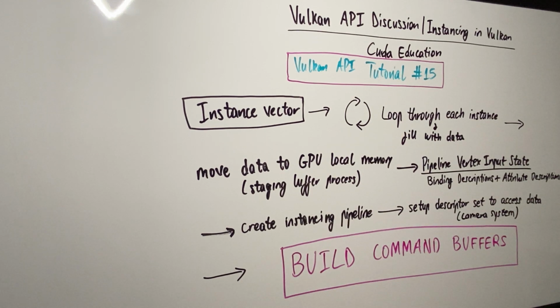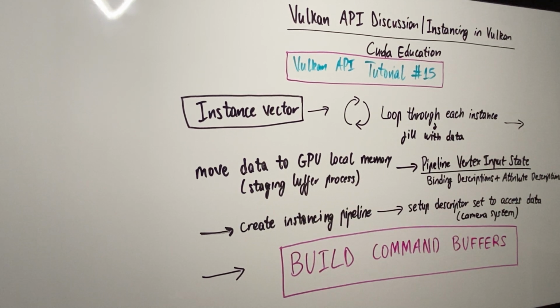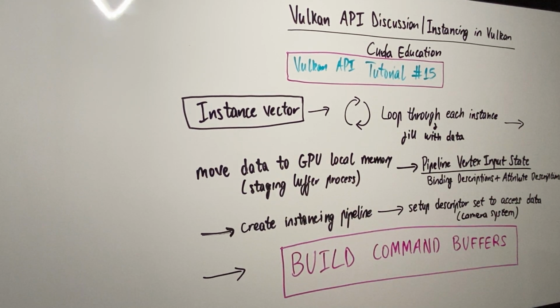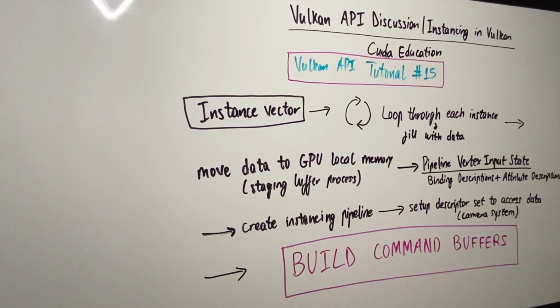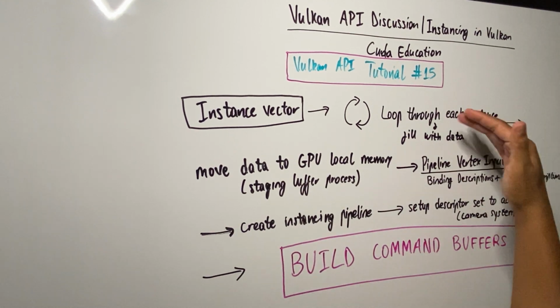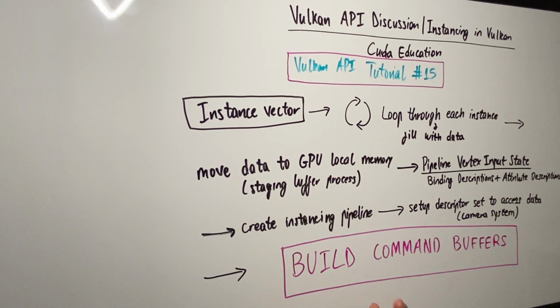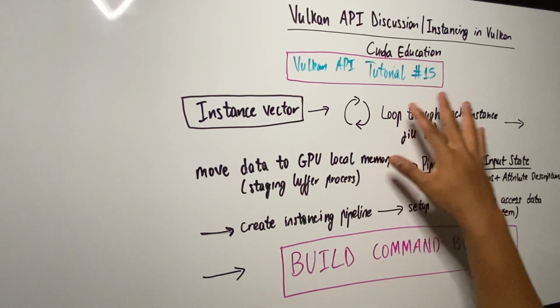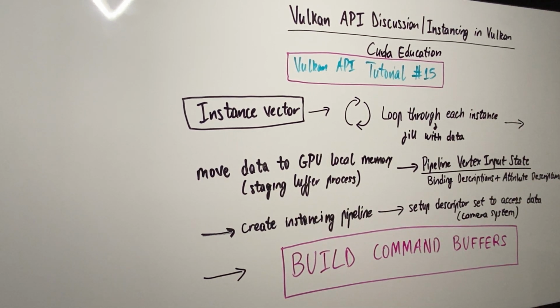That's pretty much it. I don't know if I want to get into anything more at the moment, but I think this is a good enough review. So again, we have an instance vector, which is basically a vector with 8,000 elements in it. We loop through it and we make calculations and we fill it in with data. So we fill it in with position data, rotation data, scale, all of that stuff. We make some calculations. We make sure we move it to the GPU local memory staging buffer process.